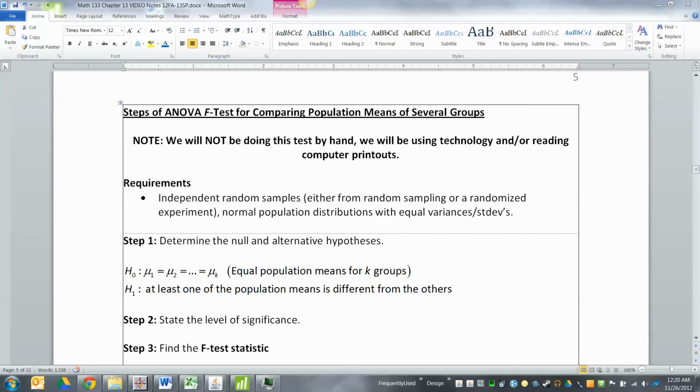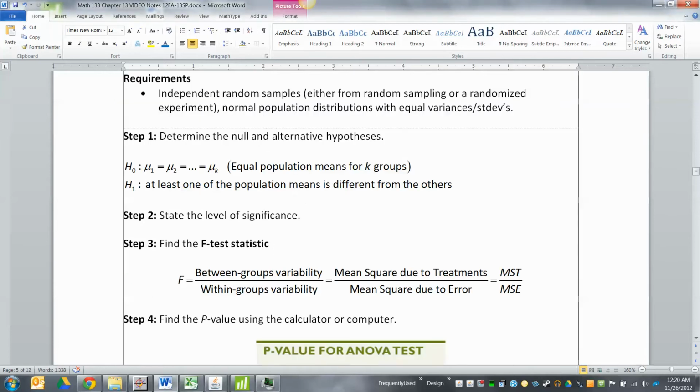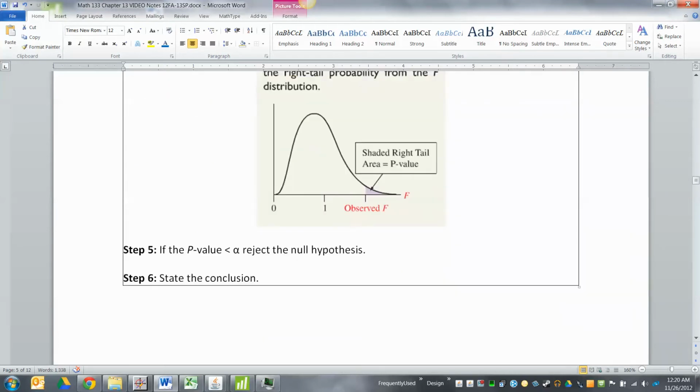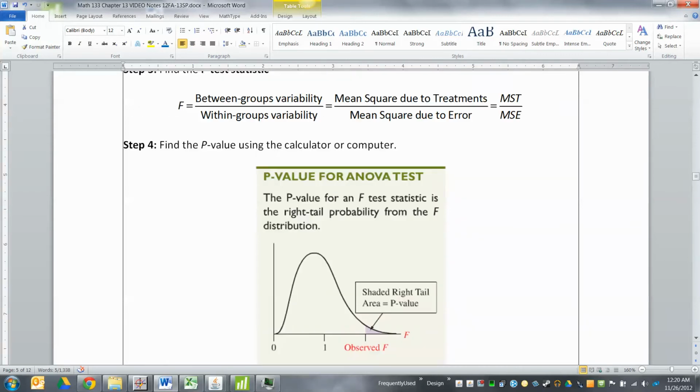Right, so now we have to learn how to run this test. I know it's going to shock you, but it's got 6 steps. And if your p-value is less than alpha, you're going to reject.